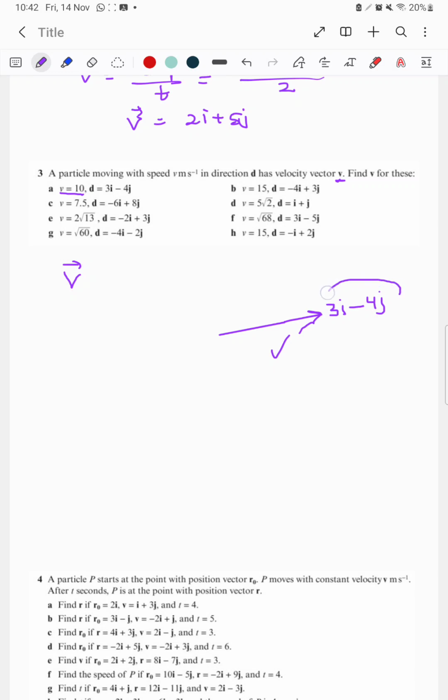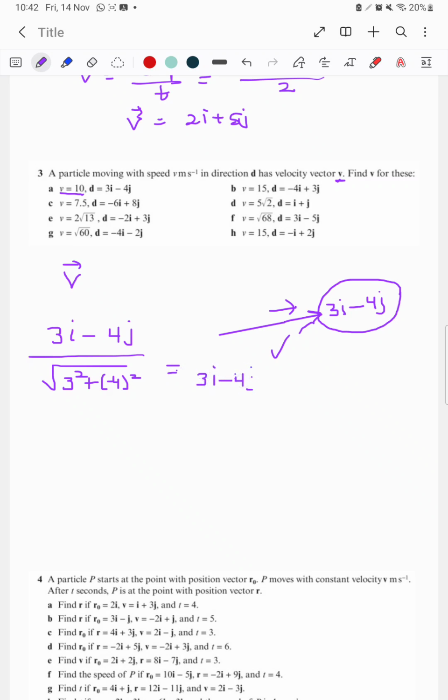So first of all, what you need to do, you need to find a unit vector in this direction. To find the unit vector, we write 3i minus 4j and divide it by the magnitude of this vector. So it will be the square root of 3 squared plus minus 4 squared, and you will be getting it as 3i minus 4j divided by the square root of 9 plus 16, that is the square root of 25, which is 5. So basically you got 3 by 5 i minus 4 by 5 j. This is the unit vector in this direction.